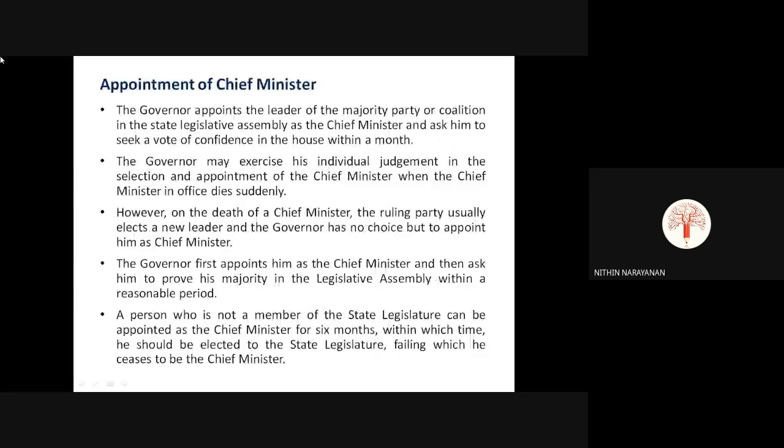Then appointment of chief minister. So how chief minister is appointed. അപ്പോൾ ഈ കാര്യങ്ങളൊക്കെ നമുക്ക് കൃത്യമായിട്ട് അറിയാവുന്ന കാര്യങ്ങളാണ് അല്ലേ, എങ്ങനെയൊക്കെയാണ് ഇത് നടക്കുന്നത്. Appointment of chief minister. The governor appoints the leader of the majority party or coalition in the state legislative assembly as the chief minister and ask him to seek a vote of confidence in the house within a month.